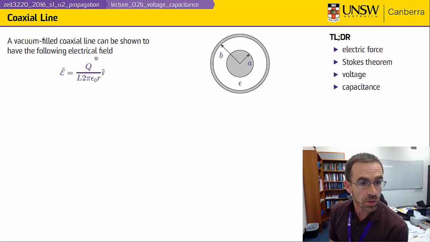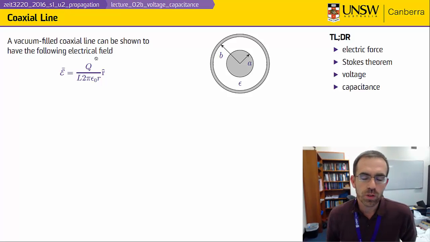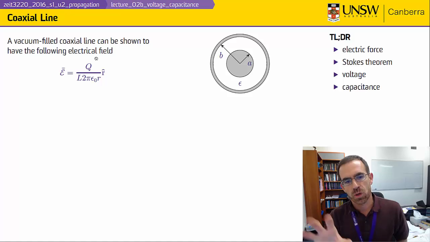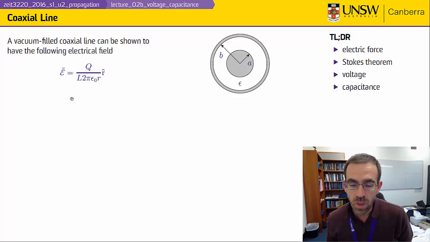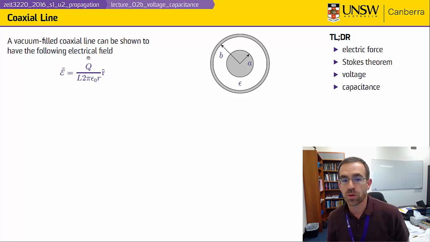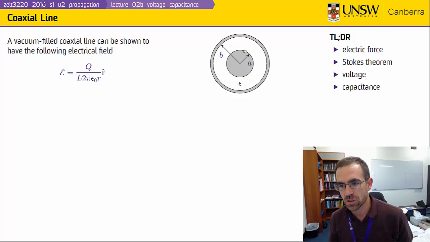The last example I'm going to do is a coaxial line. This is a slightly more complicated problem, but it's one that's very important to us because when we talk about transmission lines, we're going to want to understand how the capacitance and the inductance are computed. The electric field in a vacuum-filled coaxial line can be computed this way, and I do that using Gauss's law. So I assume I have a certain amount of charge on the line. I draw my Gaussian surface, and I can get the electric field, and I can write it this way.